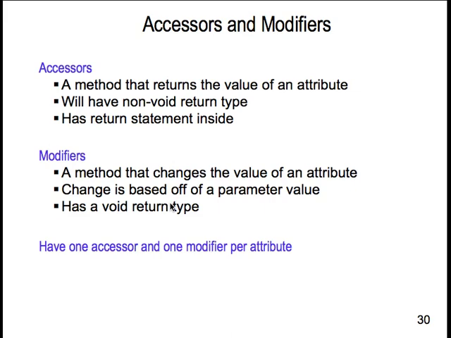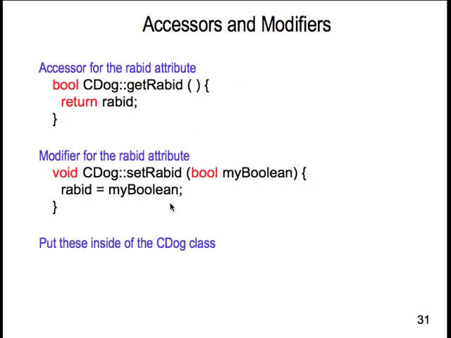And a modifier is something that changes a value. So an accessor gets it, a modifier changes it, but doesn't return it. The change is based off of a parameter list, and it has void as the return type because it's not necessarily going to return anything. Instead, it's going to modify a data value. So it's one accessor and one modifier per attribute normally. Same kind of standard that we see in Java.